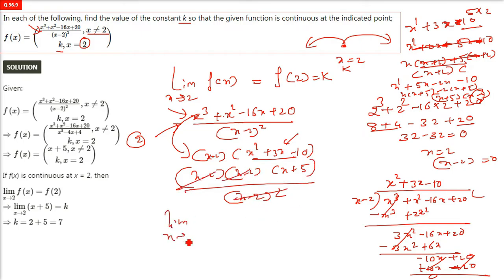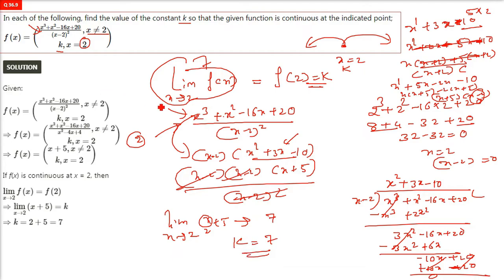Now let us apply the limit x tends to 2 in x plus 5. Applying 2 here, 2 plus 5 is 7. So the limit of this function is 7. Limit is 7, right? Now equate it with k. So k is equal to 7. This is your answer. So let me tell you again, this is the main key factor of factorizing it.